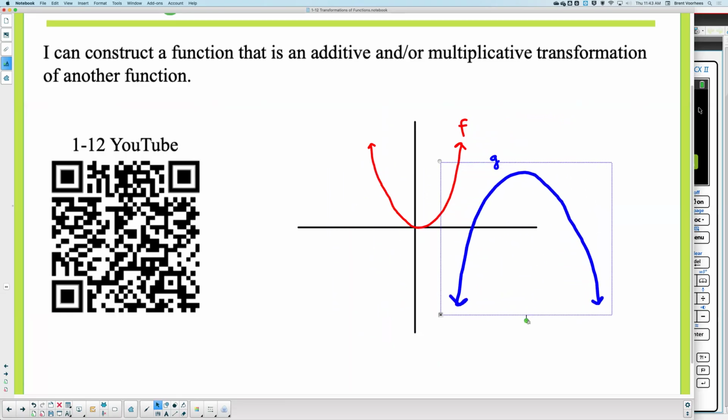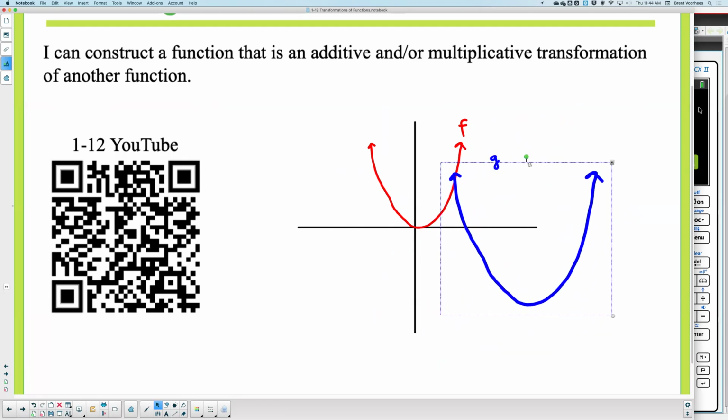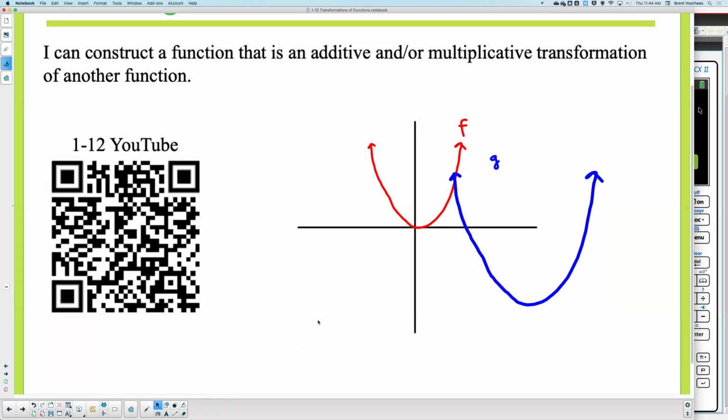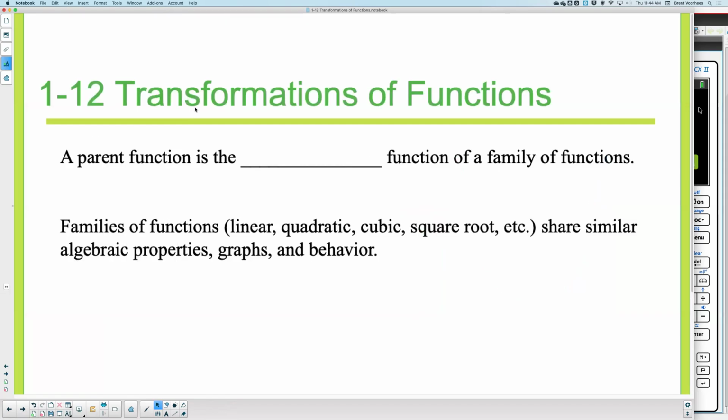So three things that might happen. We might shift it, we might reflect it, we might dilate it. Those are the three things you're going to see today, okay? So that's what we're doing when we construct a function that's an additive or multiplicative transformation of another function. That's what I mean. We're either going to reflect, translate, or, starts with a D, dilate. That's it. Okay, so first, I'm going to start with what's called a parent function.